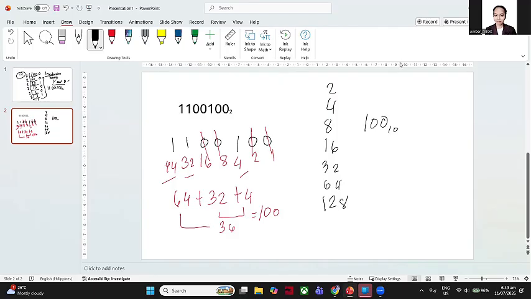Because remember the 2, 4, 8, 16, 32, 64, 128, divisible by 2, from the squared, cube, 4th power of 2. Alright, so that's the binary to decimal. So that is our answer for today's video. So that's it.